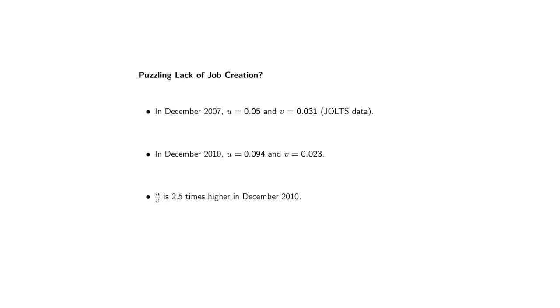Now, why is the model useful? It's because this formula highlights what appears to be a puzzling lack of job creation in the United States right now. We can now take the data. In December 2007, the unemployment rate was 5%. This is before the recession started, or right at the beginning of the recession. And the vacancy rate from the Job Openings and Labor Turnover Survey data was 3.1%. Three years later, in December 2010, the unemployment rate was considerably higher, 9.4%, and the vacancy rate was 2.3%. The ratio of U over V is 2.5 times higher in December of 2010.